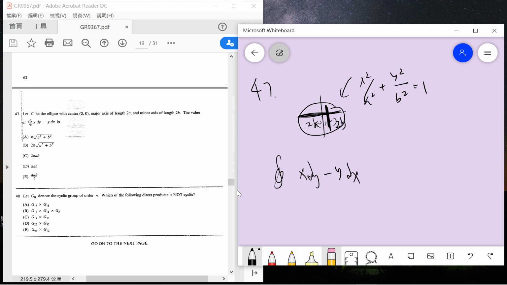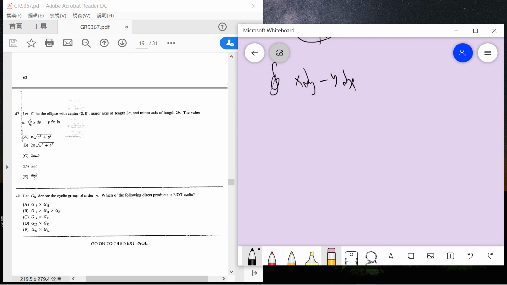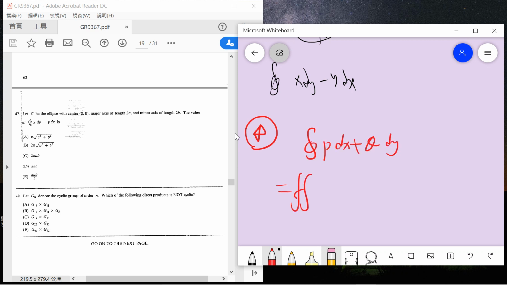Okay, so this is a famous question. All we have is Green's theorem. So, the integral of p dx plus q dy equals the double integral over the area of partial q partial x minus partial p partial y, dA. So this is partial q partial x.